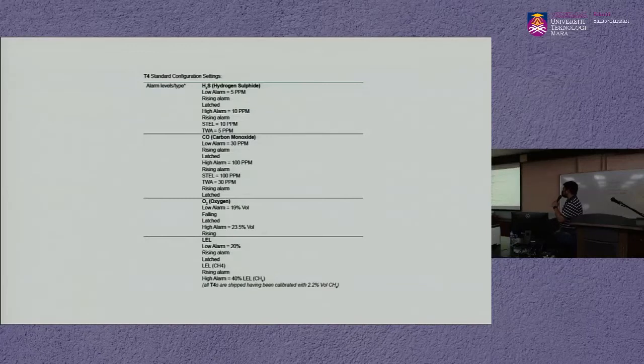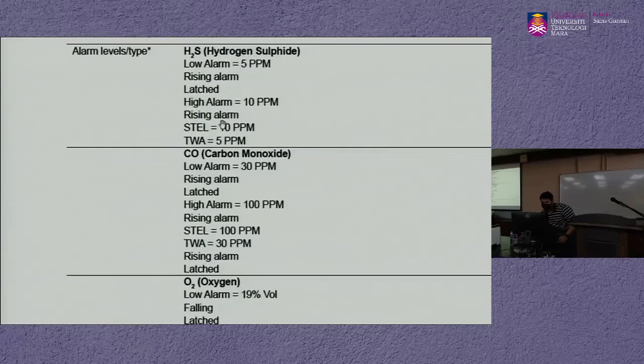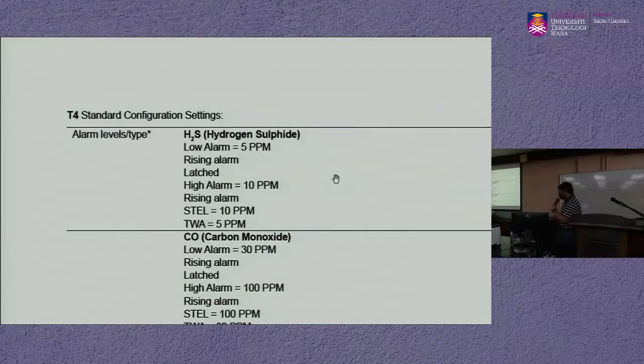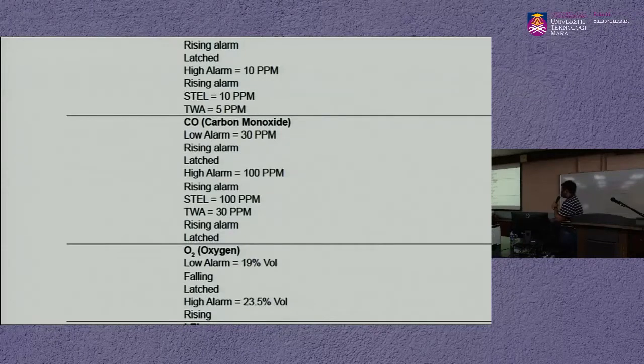Okay. So if we look here, in terms of our standard configuration settings. From here, with the H2S sensor, we have low alarm of 5 ppm, rising alarm, latch and high alarm of 10 ppm, rising alarm, STEL of 10 ppm and TWA of 5 ppm. And then in terms of carbon monoxide, low alarm is 30 ppm, high alarm is 100 ppm, STEL is 100 also, and TWA is 30 ppm.